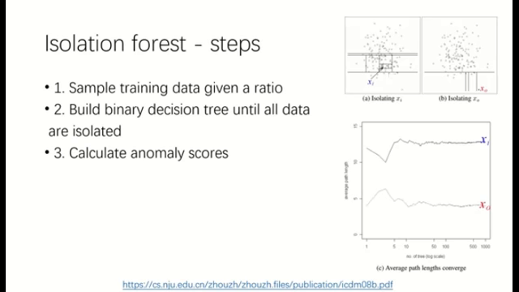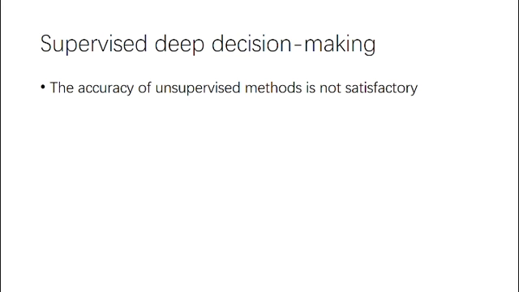We can see that because outliers are fewer and more different, for example in the right picture, they can be isolated more quickly. Thus, in the tree, the path to the outliers will be shorter. After building the forest model, we can calculate the anomaly scores to determine whether a data point is an outlier or not. We did not obtain very high accuracy for unsupervised methods.